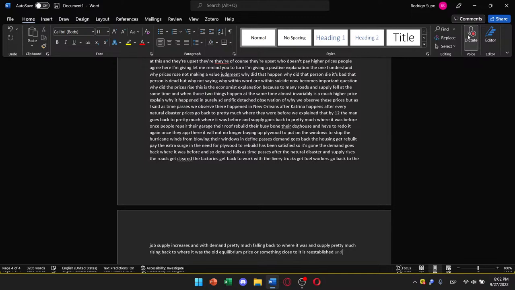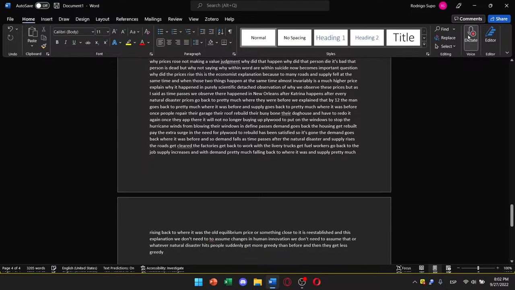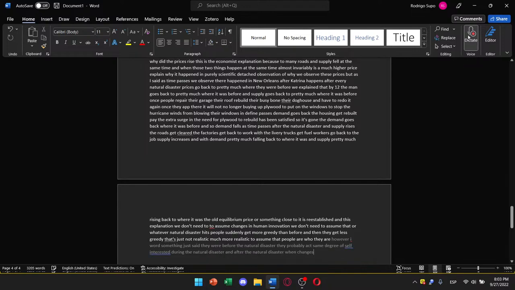In this explanation, we don't need to assume changes in human motivation. We don't need to assume that, oh, whenever a natural disaster hits, people suddenly get more greedy than before, and then they get less greedy. That's just not realistic. It's much more realistic to assume that people are who they are. And however self-interested they were before the natural disaster, they probably had the same degree of self-interest during the natural disaster and after the natural disaster. What changes are the conditions of supply and demand.